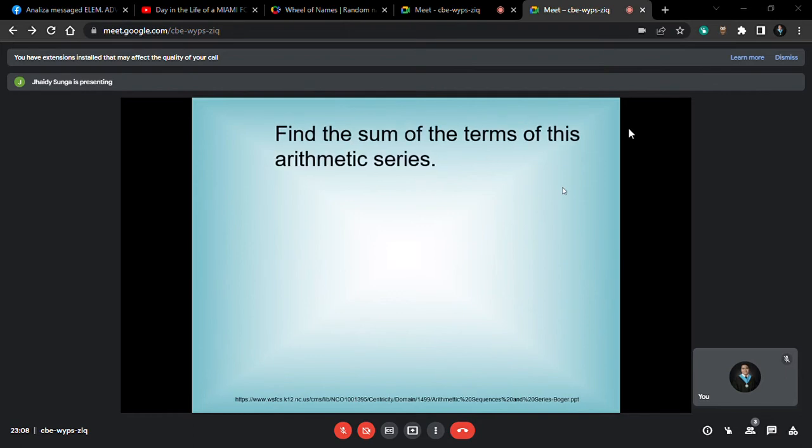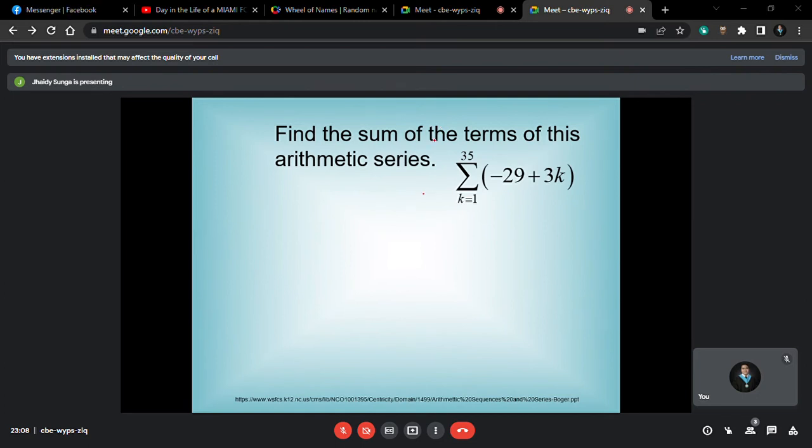For this one, let us try to find the sum of the terms of this arithmetic series, with the summation notation that we had a while ago. We have 35 above the sigma, the terms negative 29 plus 3k, and k equals 1 below. How are we going to solve that?